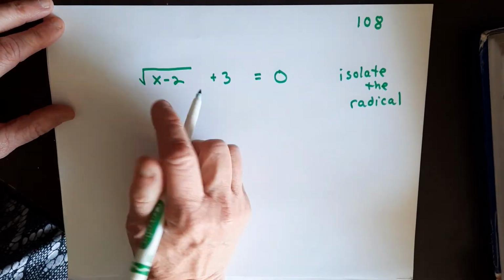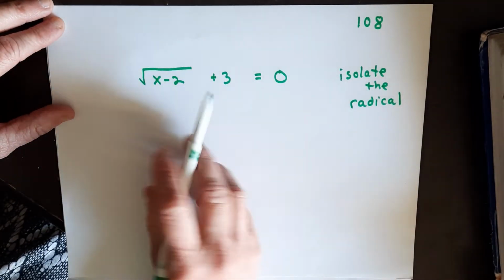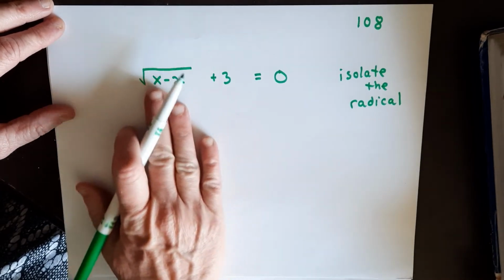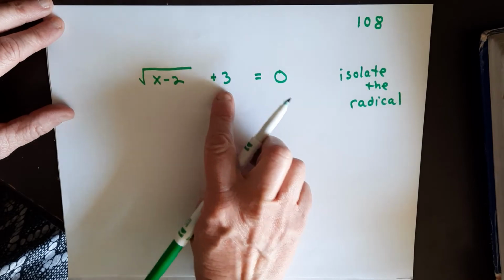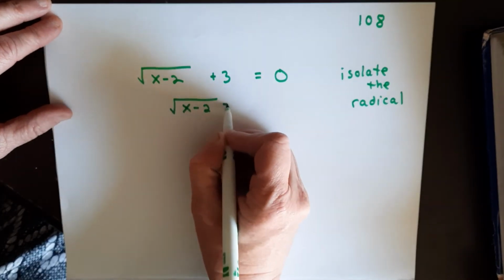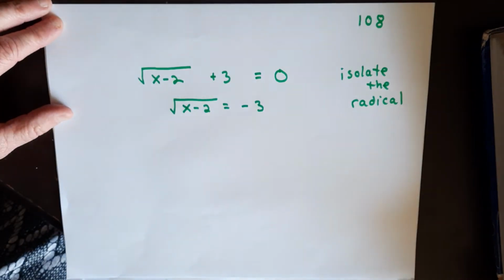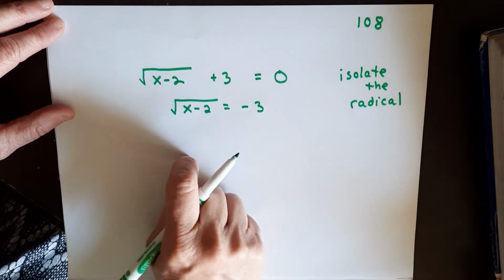So how we isolate the radical. This is the radical. The radical is the term that has the square root sign in it. So we want to get just the radical on the side of the equation by itself. Right now, 3 is being added to it. So if we subtract 3 from each side, that would leave just the radical on this side and negative 3 over here. Now we want to get rid of this radical sign.